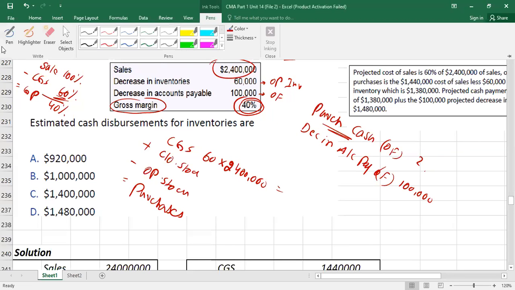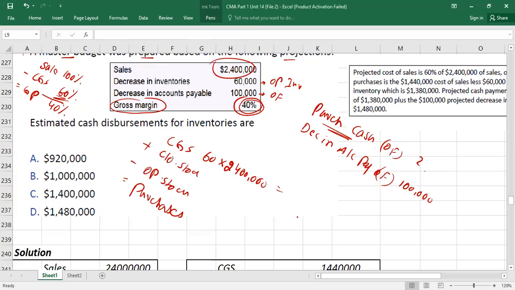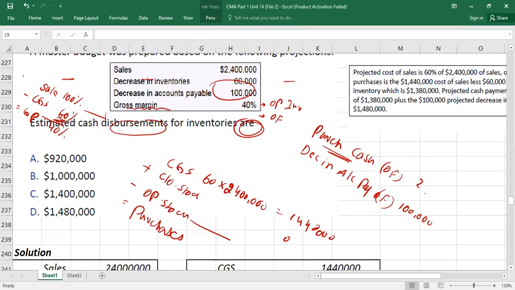If you solve it, it is going to be 1.44 million. Okay, so this is your cost of goods sold. Now closing stock is given, because we have already done this. Decrease in accounts payable, increase in inventory, decrease in inventory is given. Decrease in inventory means opening stock, so that is 60,000 which we will deduct.